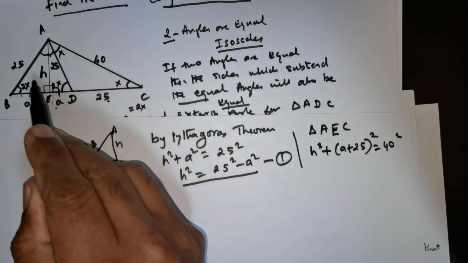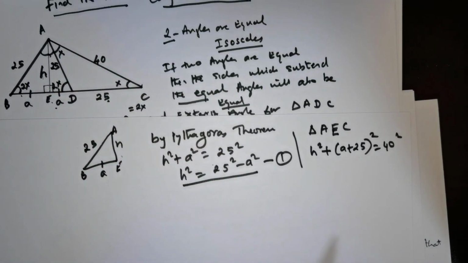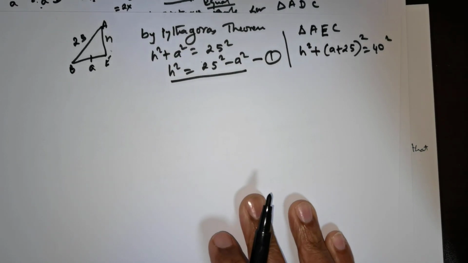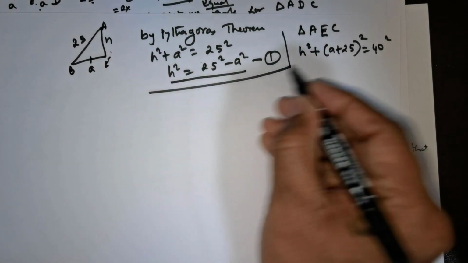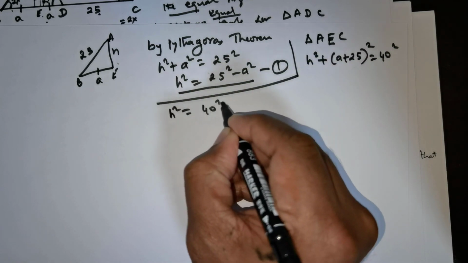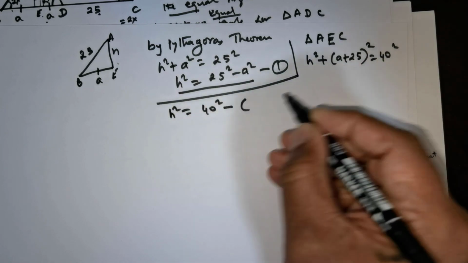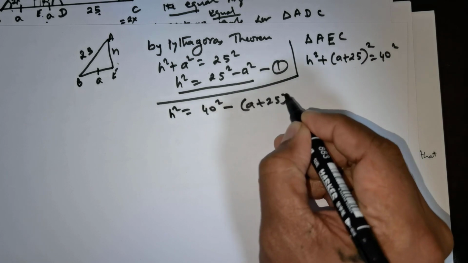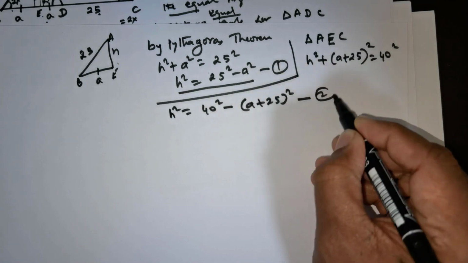This plus this is equal to the hypotenuse. So now that we have got this system, let me rewrite this. This is going to be H squared is equal to 40 squared negative, I'm pushing this, A positive 25, raised to the power of 2. So I take this as 2.